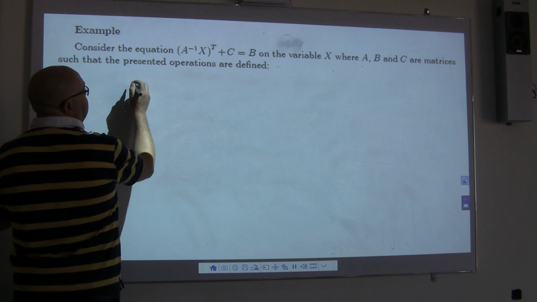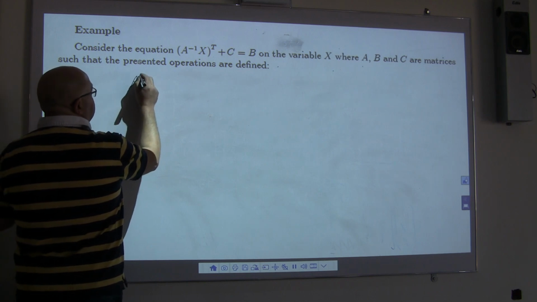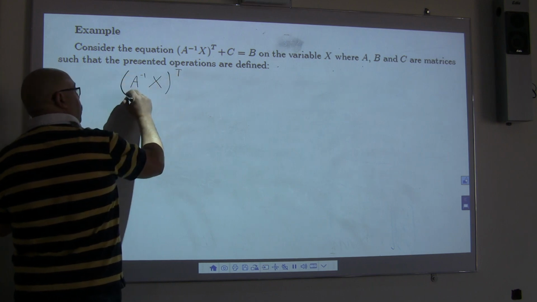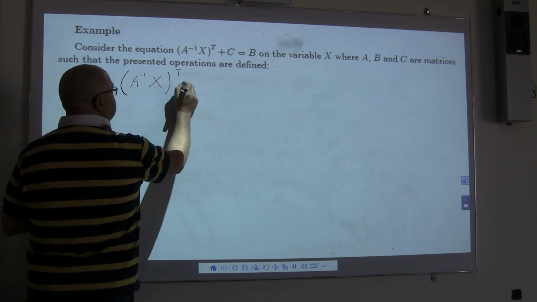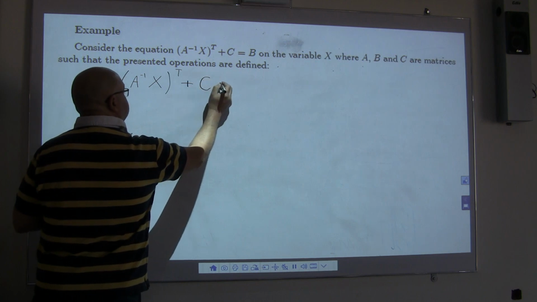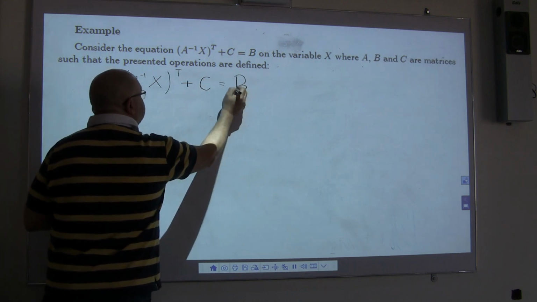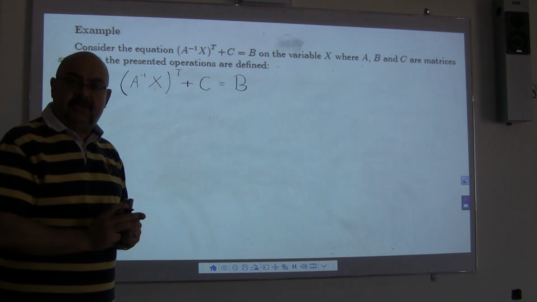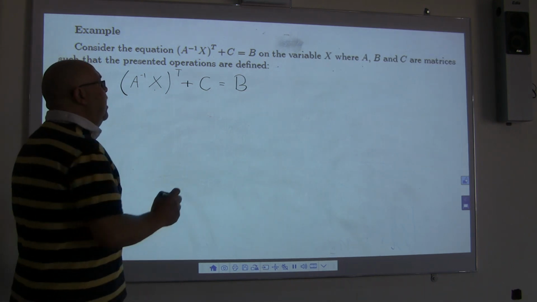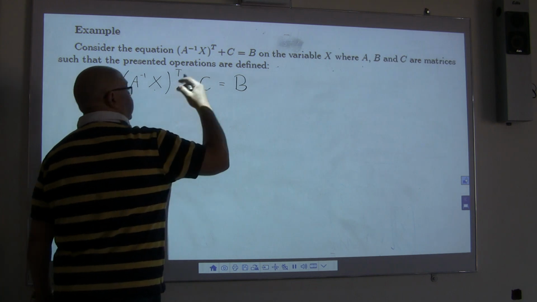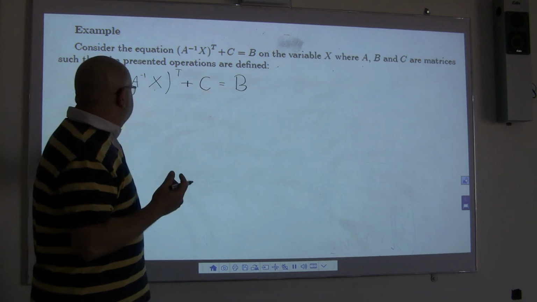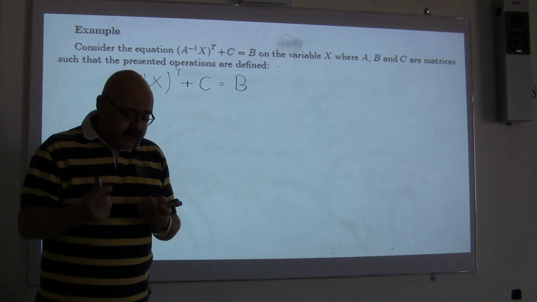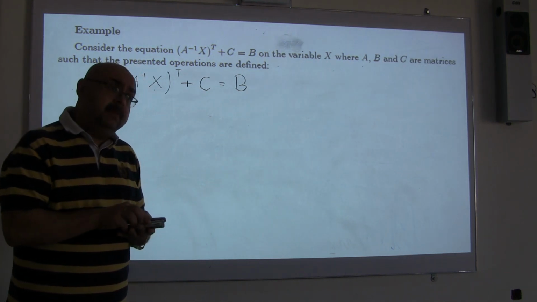I will write A minus 1 times x transpose of these two matrices plus another matrix which is C, which is going to equal B. The plan is to get the value of x from inside all of this. How to do so? I will have to move C from the left-hand side to the right-hand side. I know I can just move it to negative C, but I don't want you to do it this way. I would like you to do it step by step.